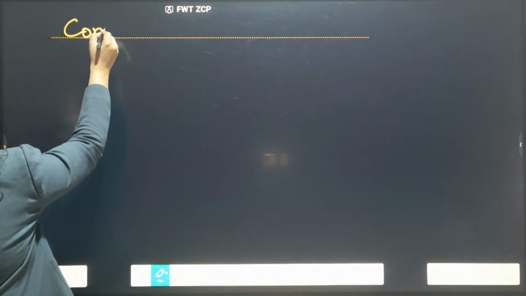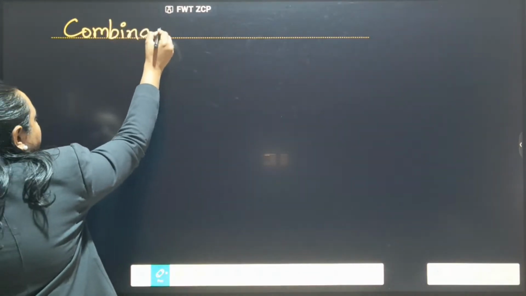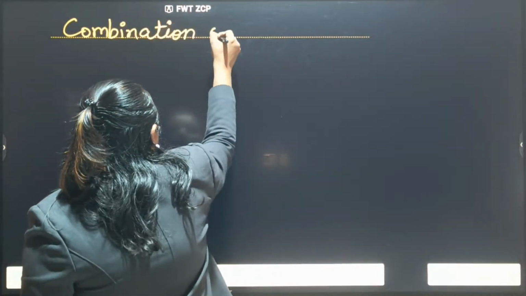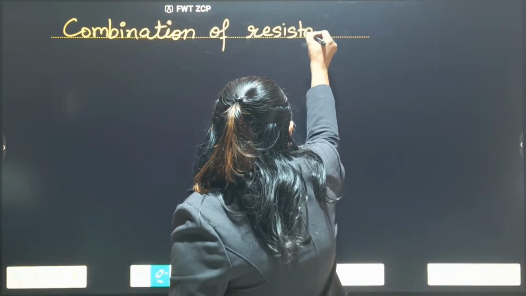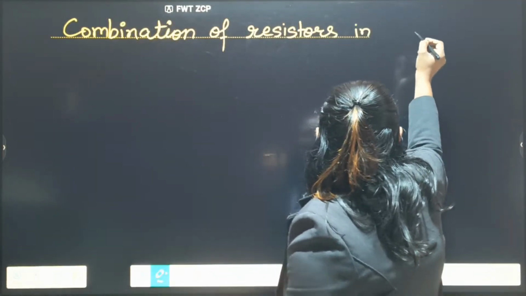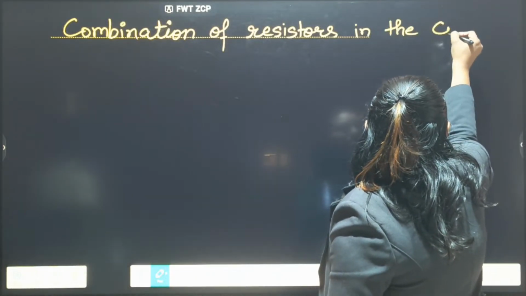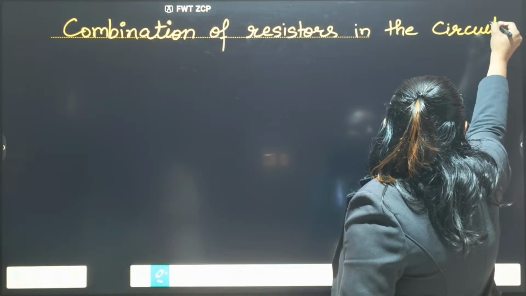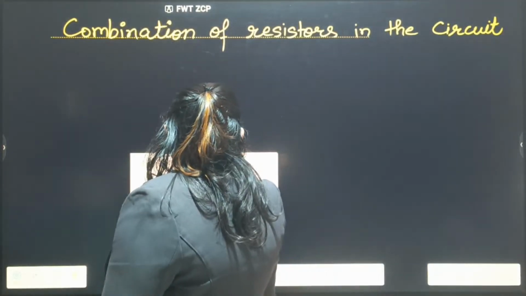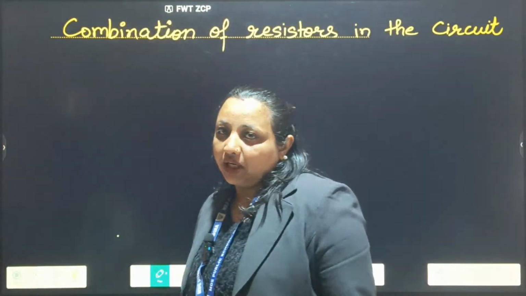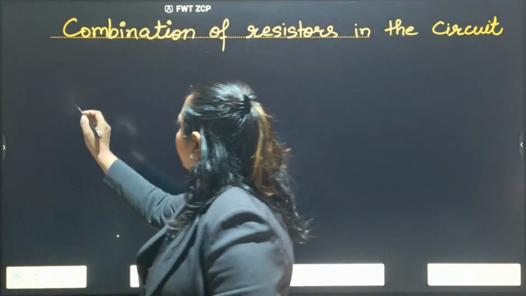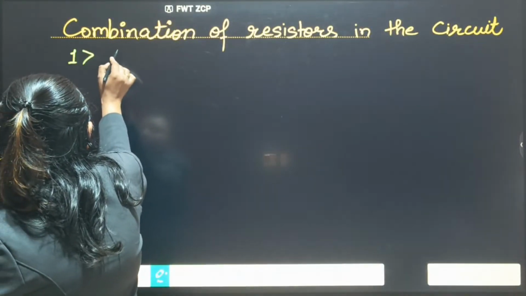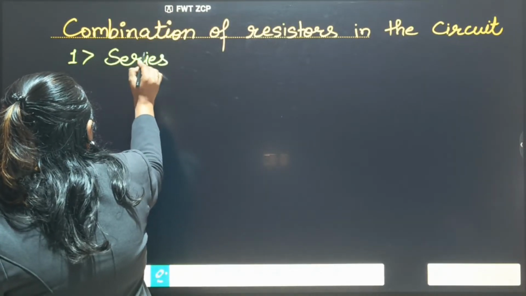Combination of the resistors in the circuit. Right? So in combinations we have two types of combinations, series and parallel. So resistors in series combination and resistors in parallel combination. So first combination we have is series combination.